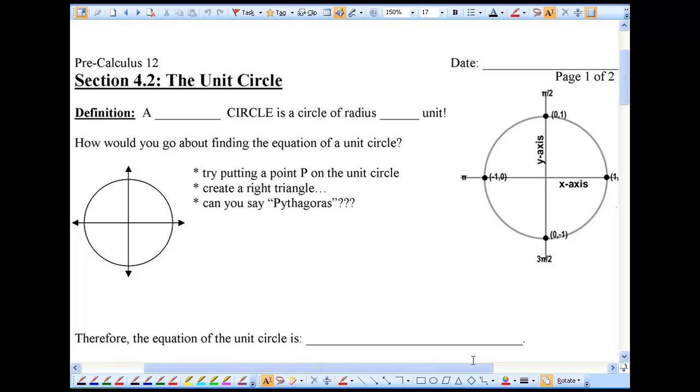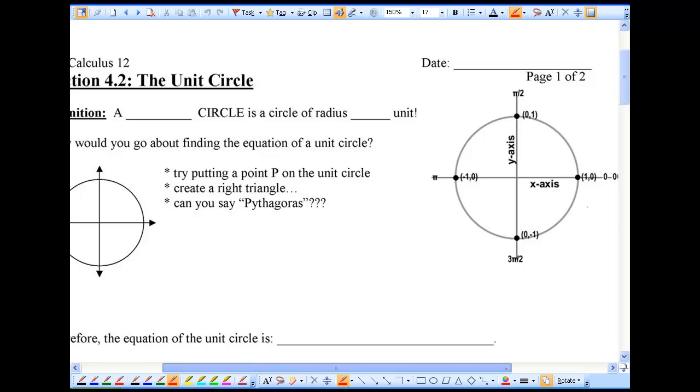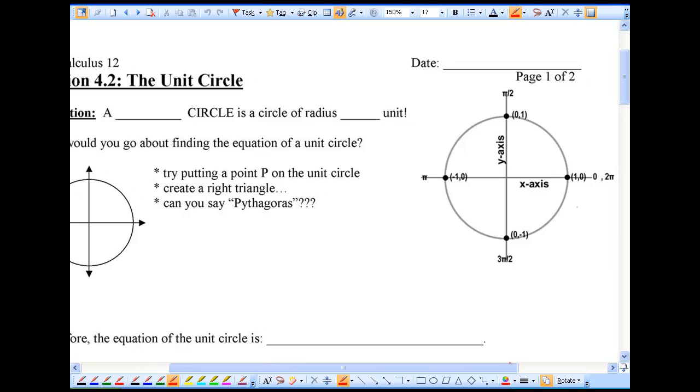Alright, we're back with section 4.2 of Pre-Calculus 12. We're going to be talking about the unit circle today and how it relates to all that trigonometry we learned last day. Now, before I actually begin my definitions and everything else, I want you to take a look at this circle to the right here. And I want you to just remember, we're looking at radian measures, and we're looking at angles in standard position.